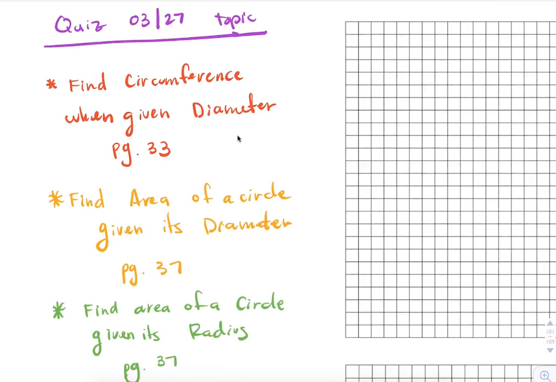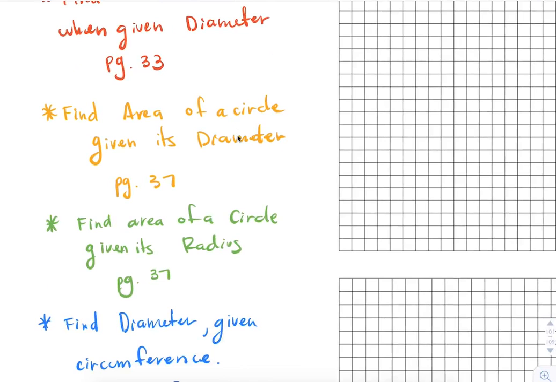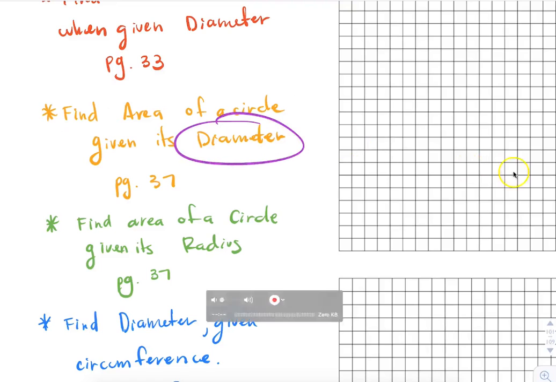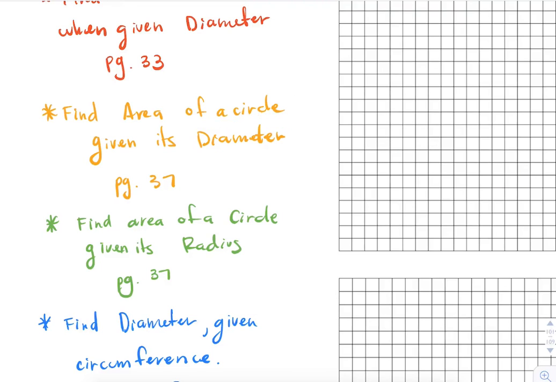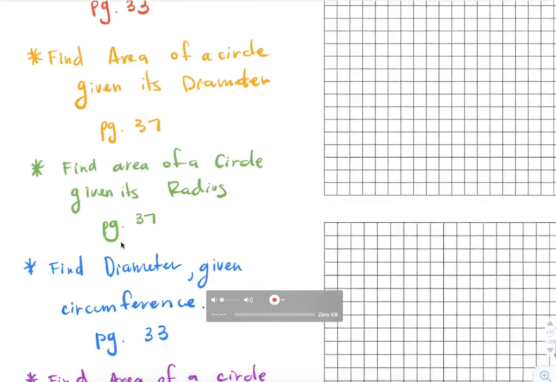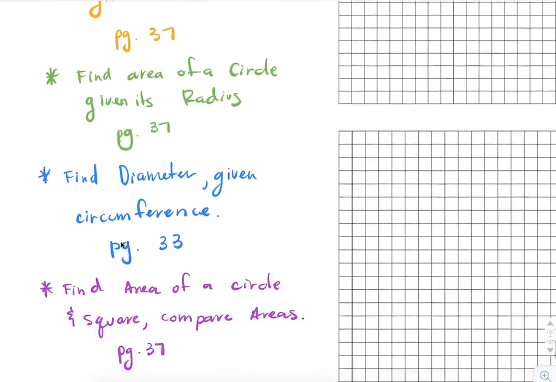You have to find the circumference when given the diameter. And that's on page 33 if you want to see the notes for that. Find the area of a circle. So you have to have an equation for area of a circle if you have the diameter. We've been using radius, so you need to know how radius and diameter interact with each other. Find the area of a circle given its radius. That's also on page 37. Just like diameter, it's just that the radius is in our formula.